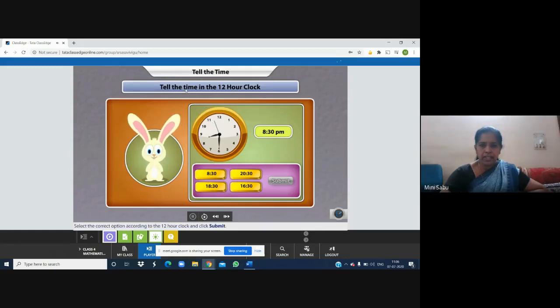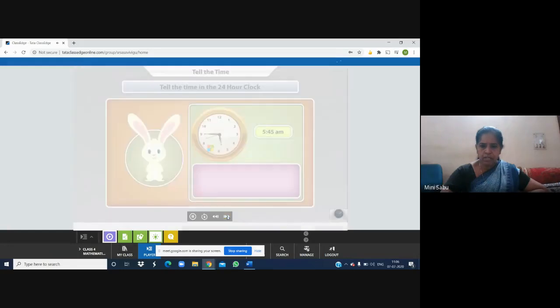Okay, children, here the question is: tell the time in 12-hour clock. That means just like our watch. If you consider it as our wall clock in our home, what is the time? In 12-hour clock time, it is 8:30. Okay, 8:30 p.m. Let us see this. Excellent!